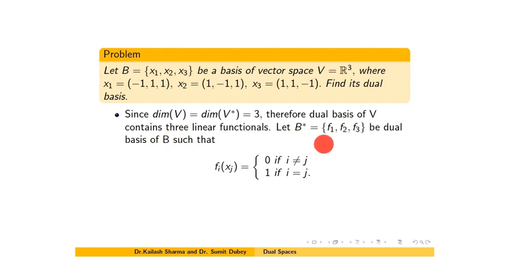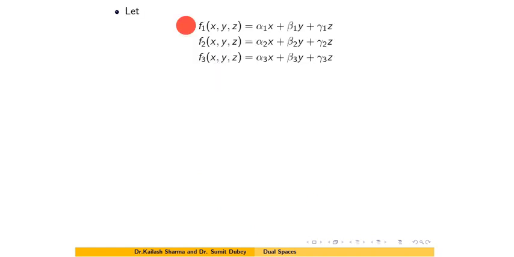Let B star be the set containing linear functionals f1, f2, f3, and let this B star be the dual basis of V such that fi xj equals 0 if i not equal to j, and 1 if i equal to j. Our aim is to find the linear functionals f1, f2 and f3 defined like this. Fi xj is 0 if i not equal to j, 1 if i equal to j.